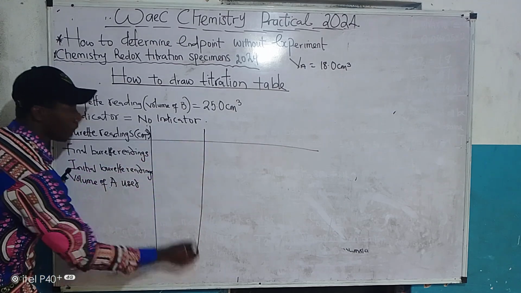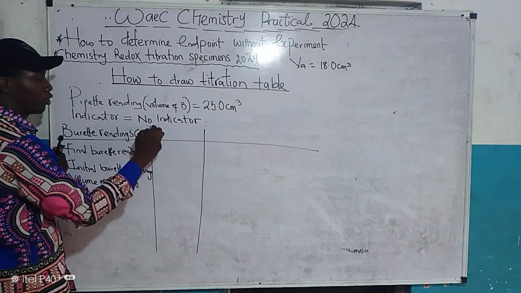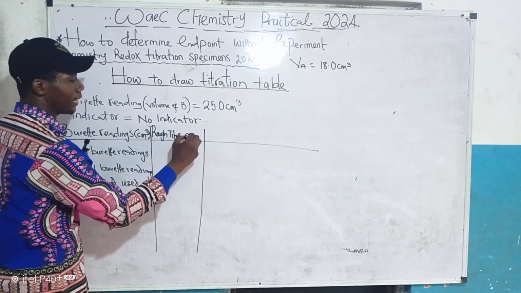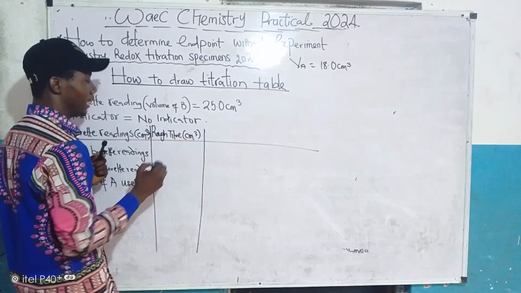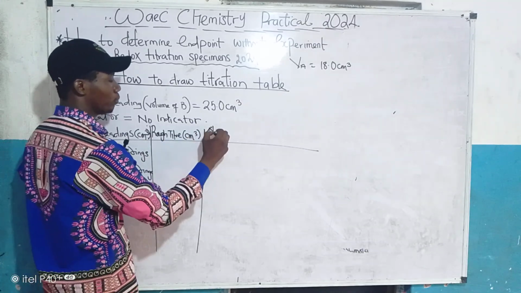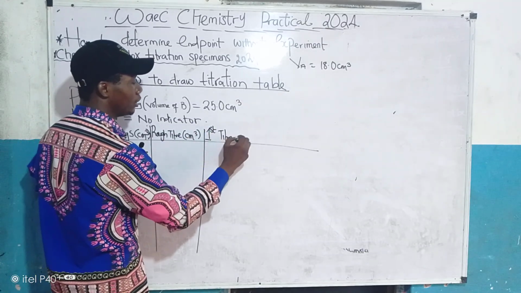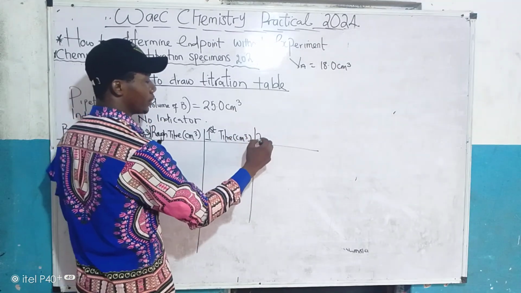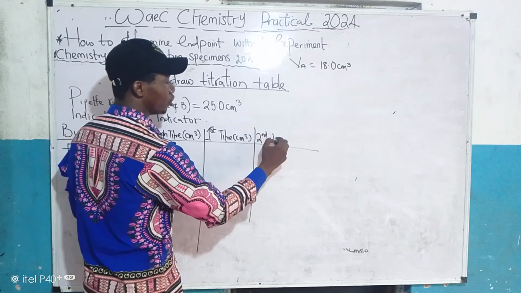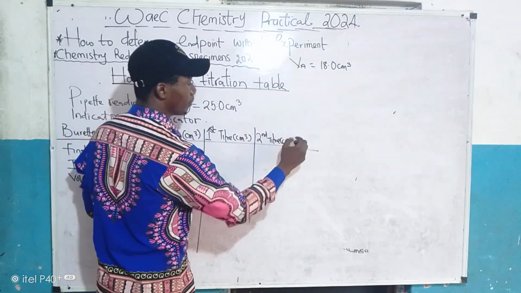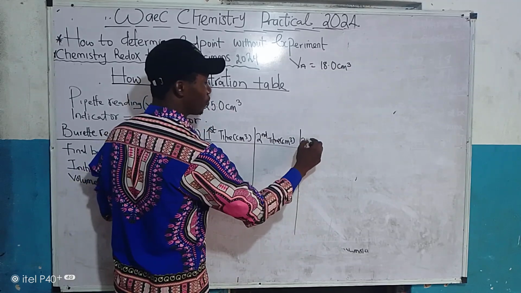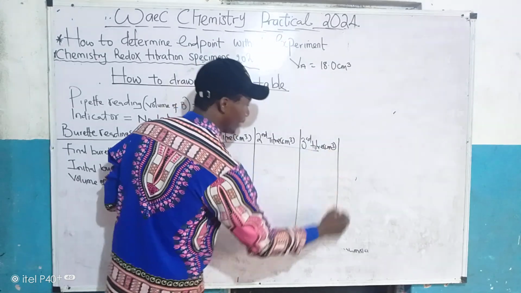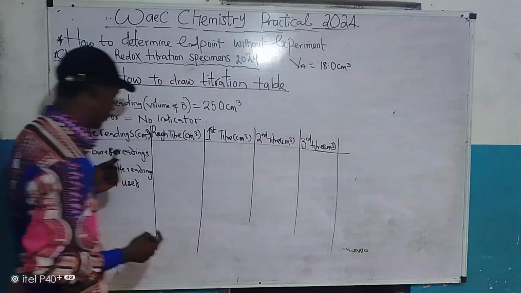Then what you have here, the first column should be for your rough titer. Your rough titer should be in cm³. Take note of that. Your next one should be what? First titer. It should also be in cm³. The third one, you have second titer, which should also be in cm³. Then finally, you have third titer. This is for accurate determination of the volume of A.